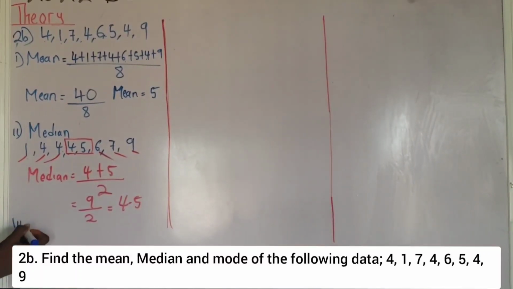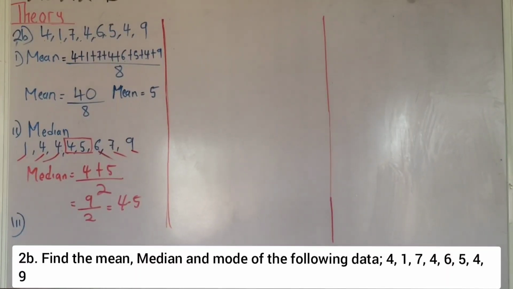The third question under question 2b, we are asked to find the mode. See, the mode is the most occurring number.